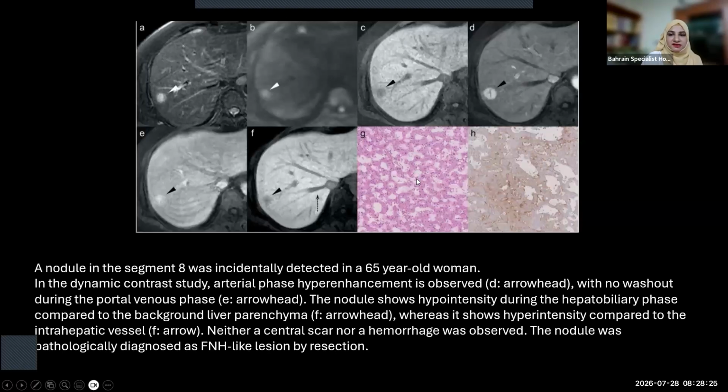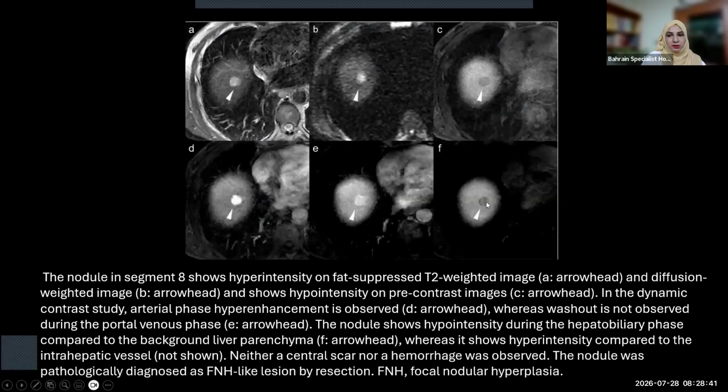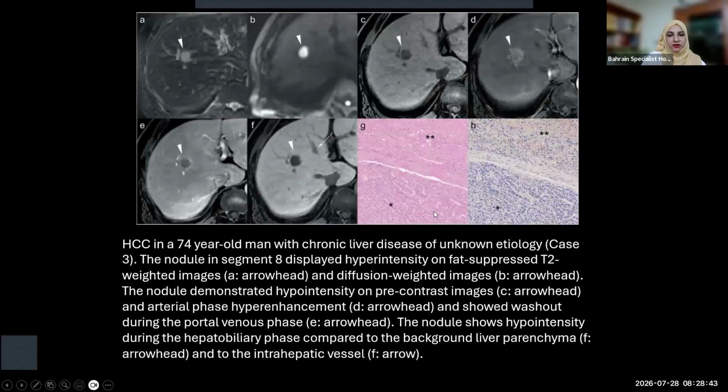Now, retrospectively, they tried to find a difference, and they said that if the lesion appears darker than the liver parenchyma, but is brighter than the venous tributaries, then it favors FNH more than HCC. So in all 5 cases of FNH, they found that although the lesion was dark relative to the background liver parenchyma, it was brighter than the venous supply. And in the hepatocellular carcinoma, 5 out of 6 lesions appeared darker not only than the background liver, but also than the venous supply.